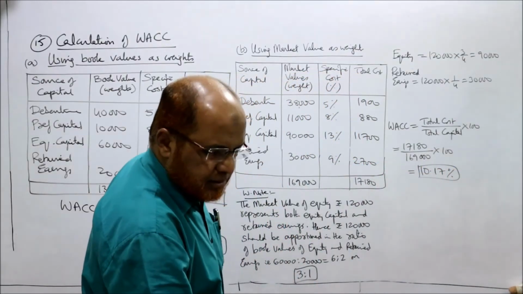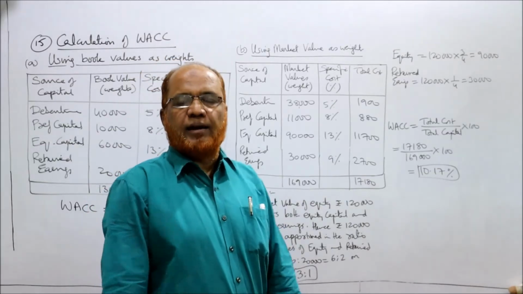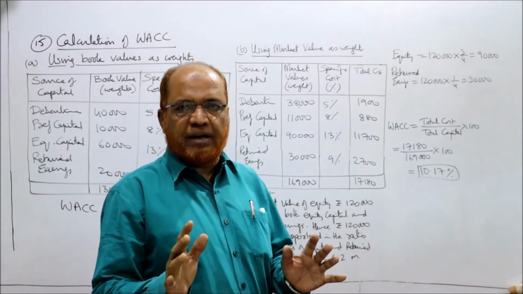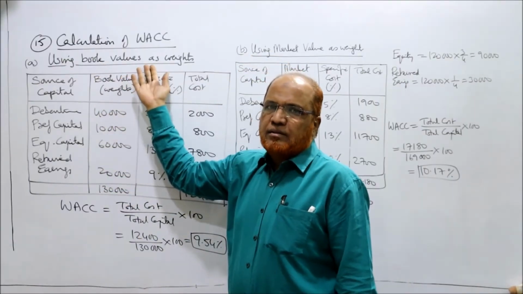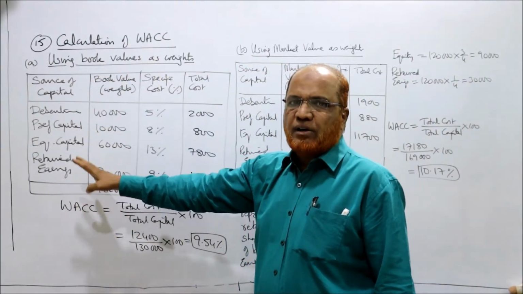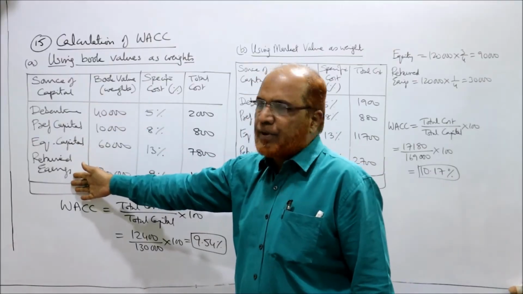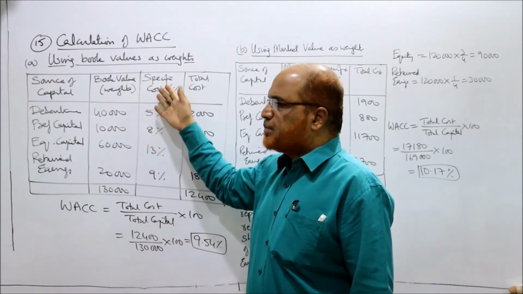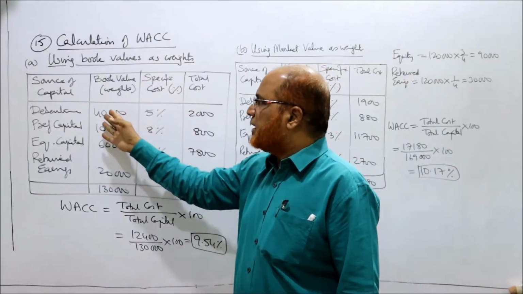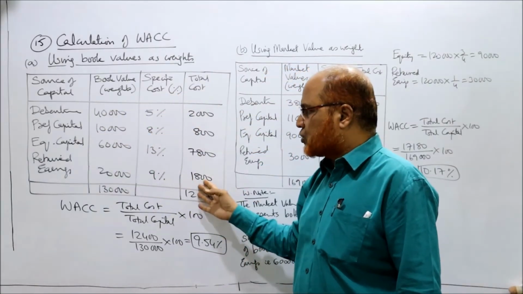That's it. This is the first problem on calculating WACC. Again, I repeat from beginning, it's very simple. So using book value as weights, we have taken the source of capital, 4 sources of capital given in the problem. Book values are given, balance sheet values are given for all. Then specific costs are given. Simply multiply book values with specific cost to get the total cost.